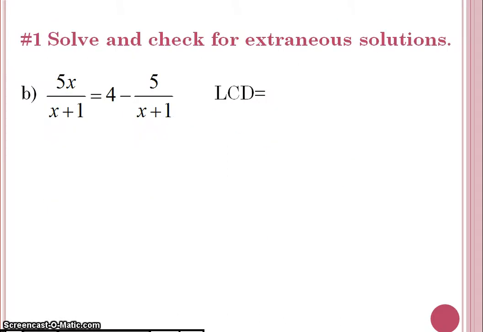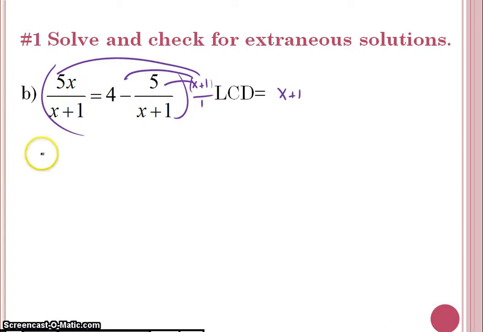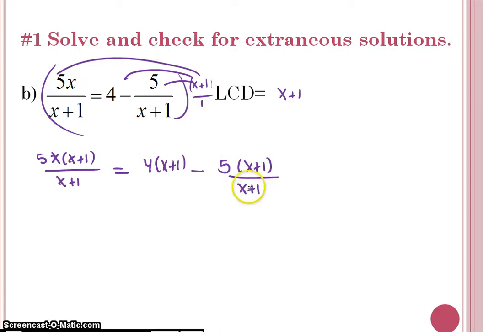Let's go on to part B. For B, I'm going to again multiply by the LCD. The only denominator we see is x plus 1, so my LCD is x plus 1. I'm going to multiply everything by x plus 1, or x plus 1 over 1, and now distribute it to all three terms. So I have 5x times x plus 1 over x plus 1. This equals 4 times the quantity x plus 1 minus 5 times the quantity x plus 1 over x plus 1. And my x plus 1's cancel.